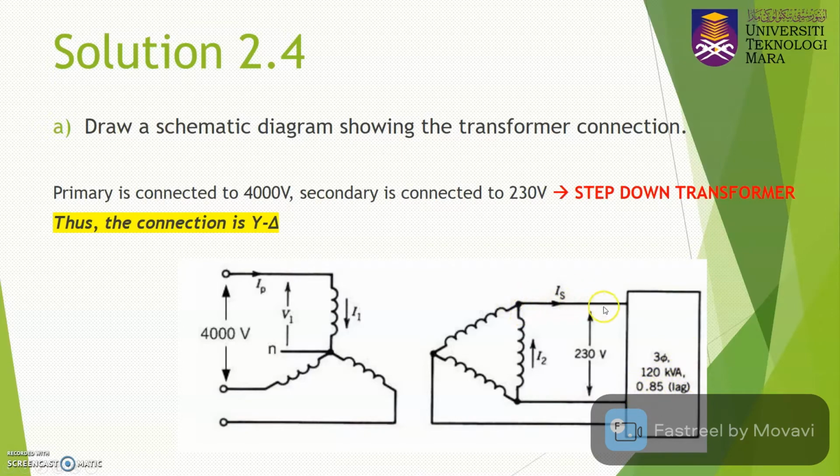So basically, IS represents the I line, and this is I2. I2 represents the winding current at the secondary side. I1 represents the winding current at the primary side. V1 represents the voltage at the primary winding, and IP represents the I line at the primary side.